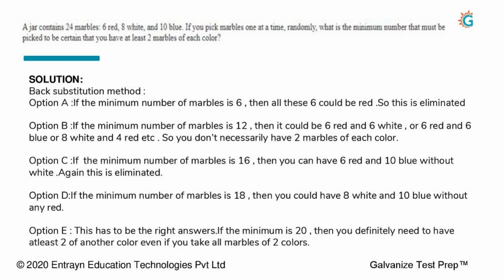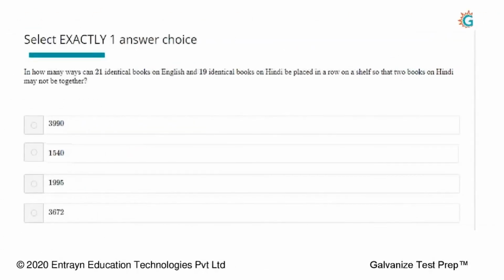Okay, the next question is this. This is again a multiple choice question. Exactly one answer choice is the right answer. In how many ways can 21 identical books on English and 19 identical books on Hindi be placed in a row on a shelf so that 2 books on Hindi may not be together?